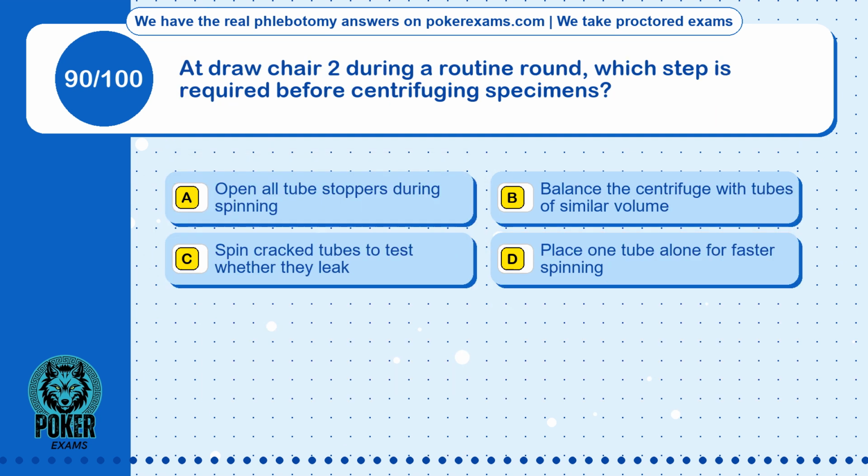Question 90. At draw chair 2 during a routine round, which step is required before centrifuging specimens? Option A, open all tube stoppers during spinning. Option B, balance the centrifuge with tubes of similar volume. Option C, spin cracked tubes to test whether they leak. Option D, place one tube alone for faster spinning.